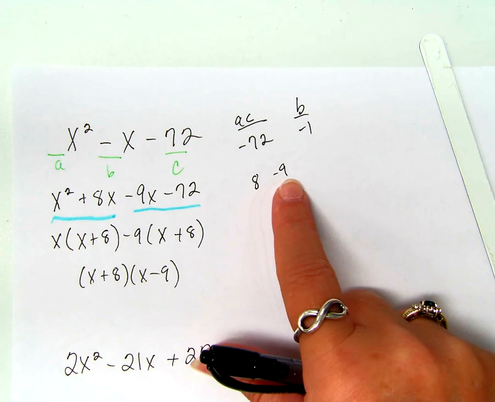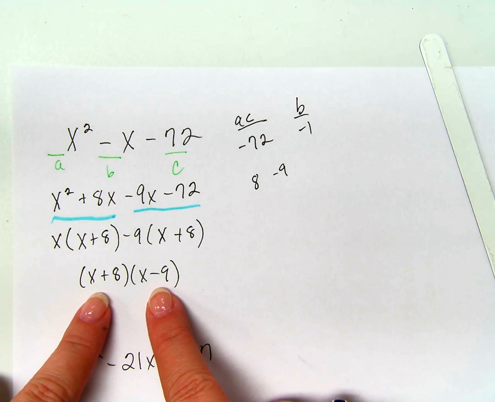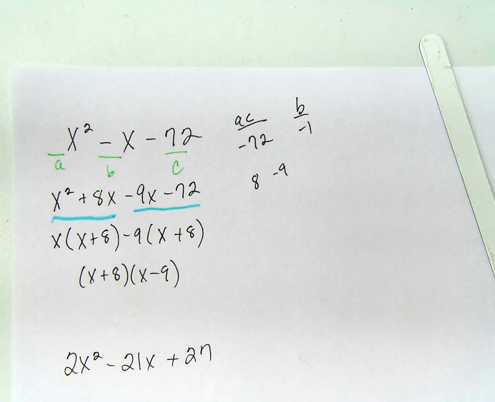So knowing that it was 8 and negative 9, I kind of knew that before we started, right? You guys knew that before we started. Okay?